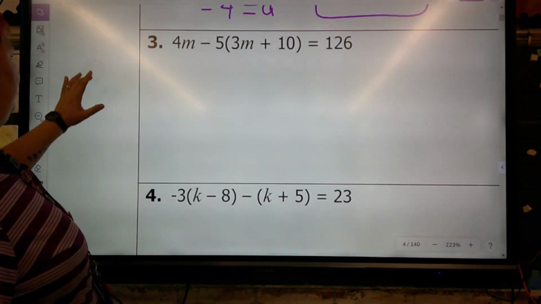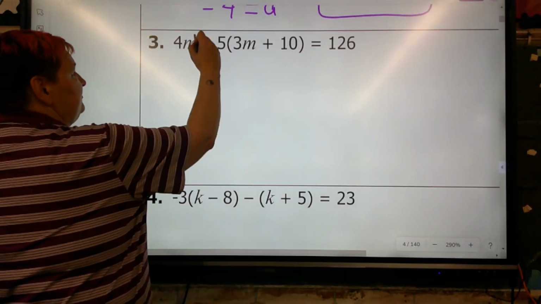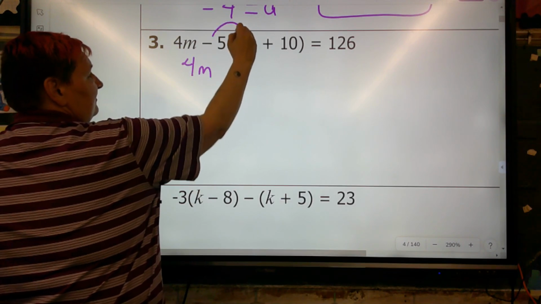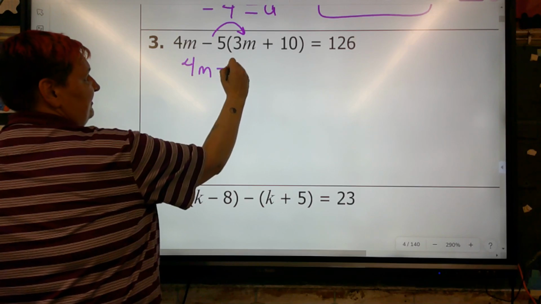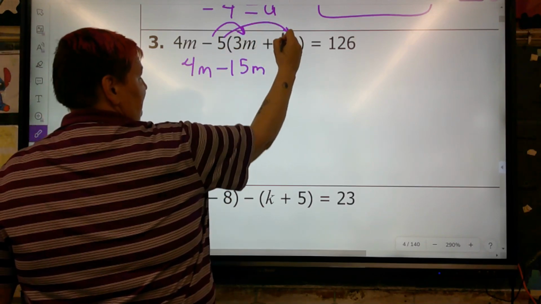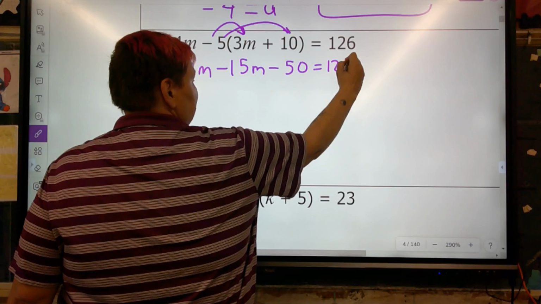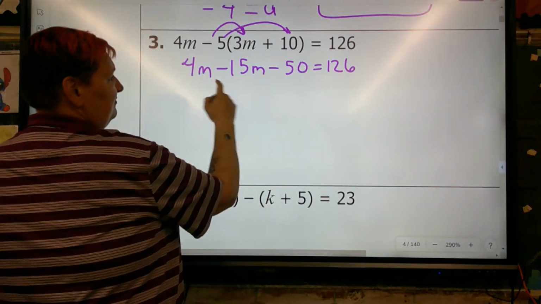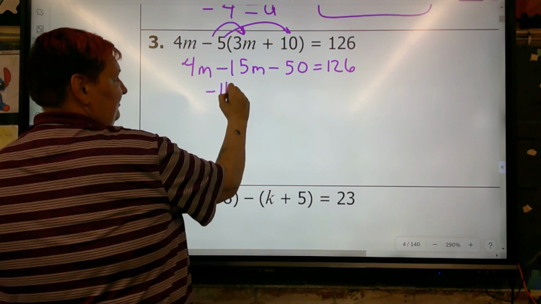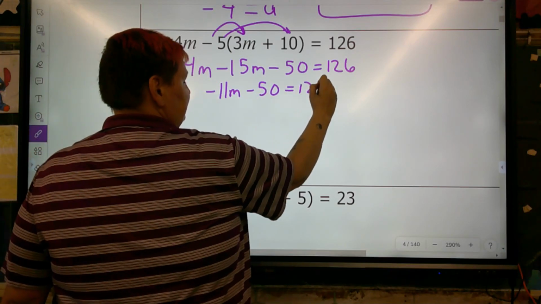Alright, so this one does have parentheses, so we're going to distribute. Bring down your 4m. Negative 5 times 3m is negative 15m. Negative 5 times 10 is negative 50. Equals 126. Any like terms we can combine? Yes. 4 minus 15 is negative 11m minus 50 equals 126.